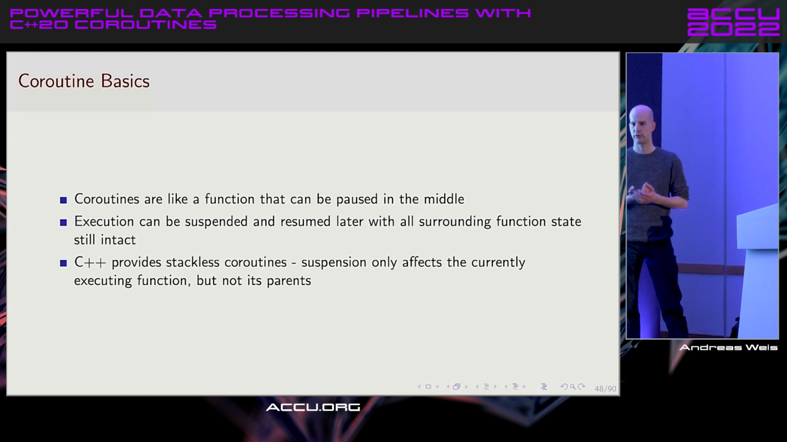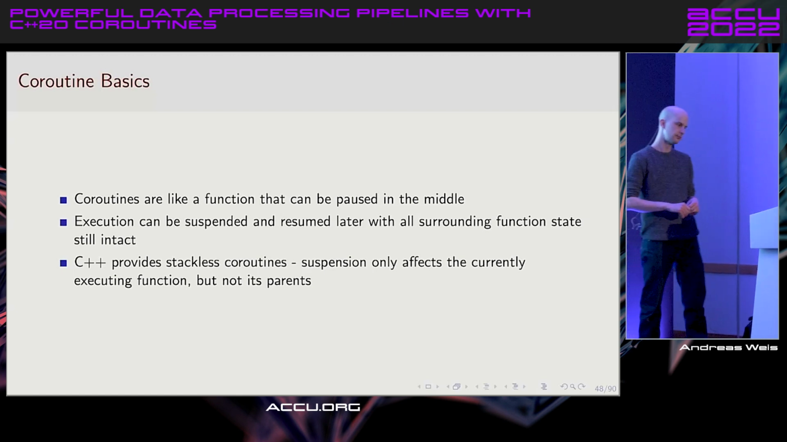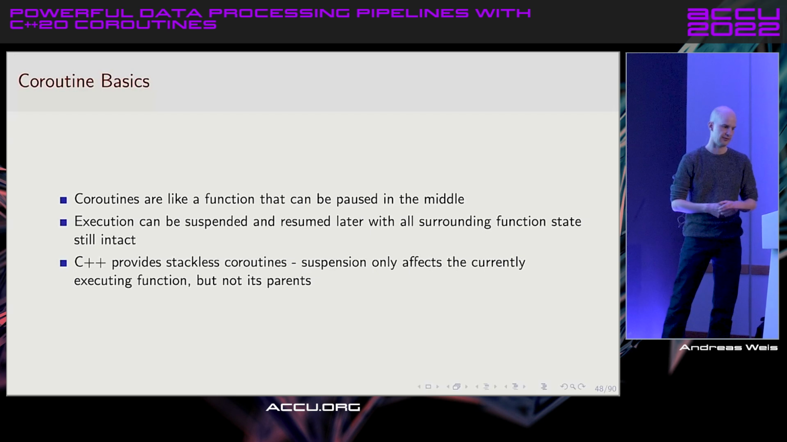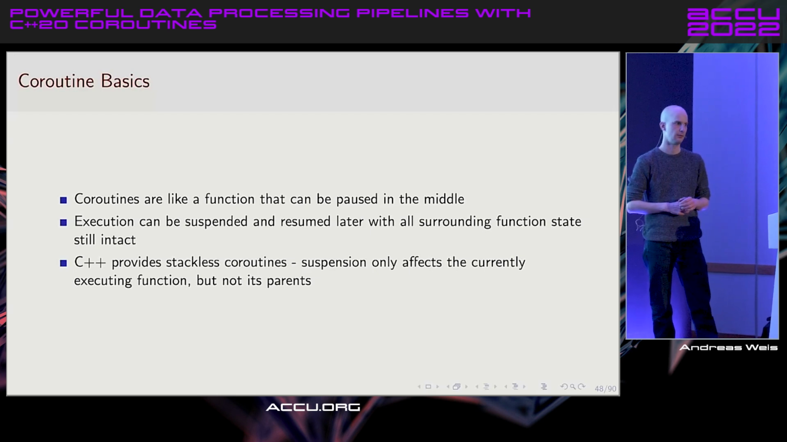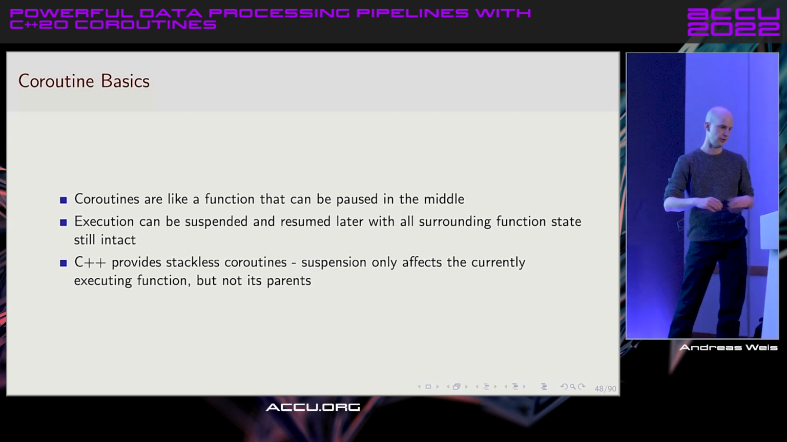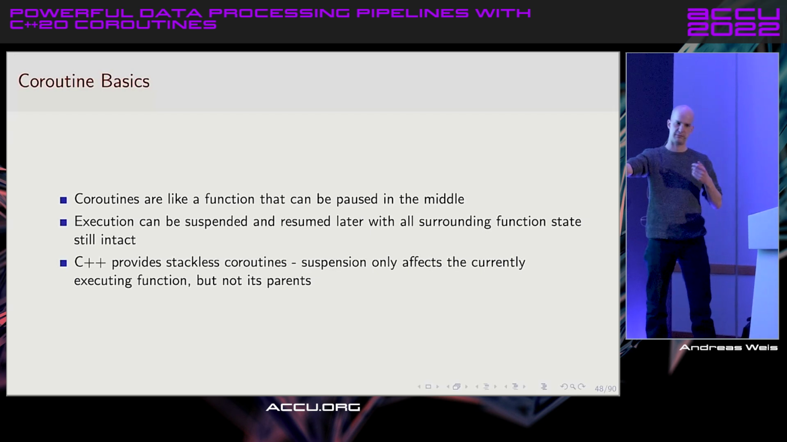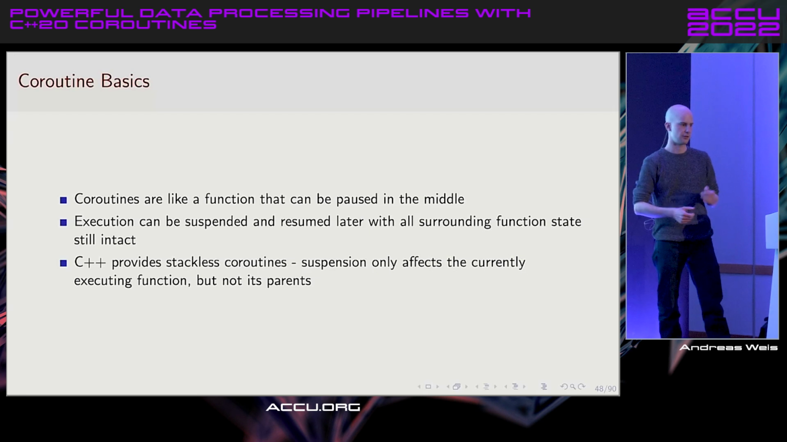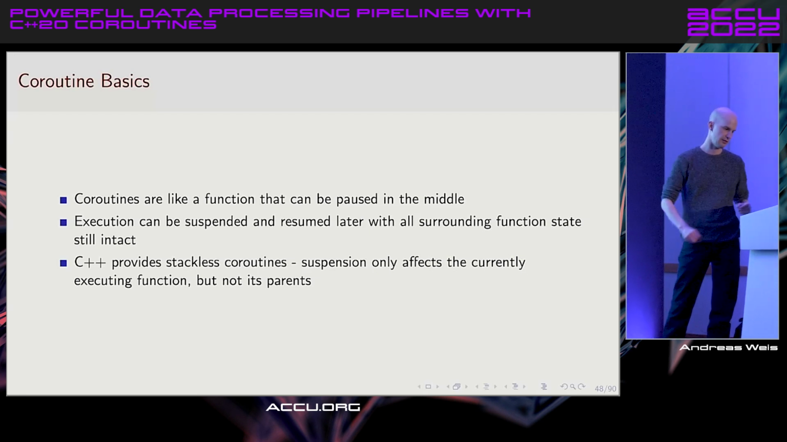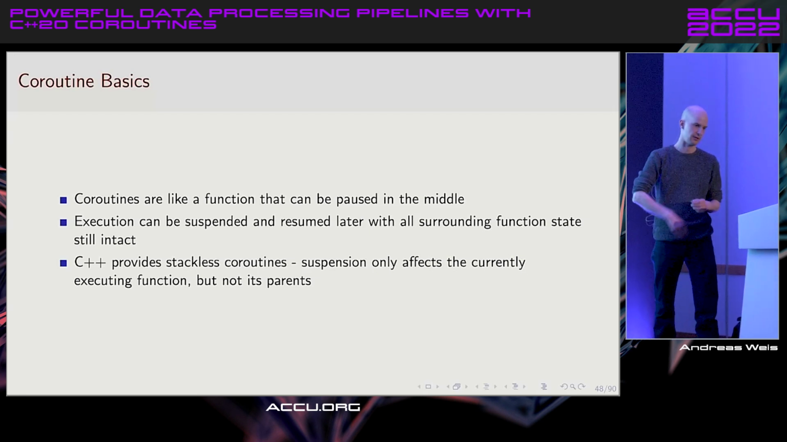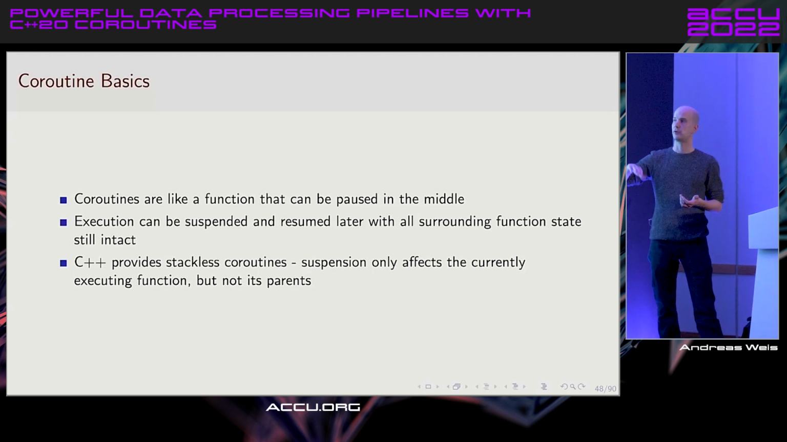So one way to think of a coroutine is like a function that can just be paused in the middle, right? So at any point, you can just suspend it. You can then pass the function object around, store it somewhere, and then at some later point, somebody's going to resume it, and it's going to continue execution right where it left off before.